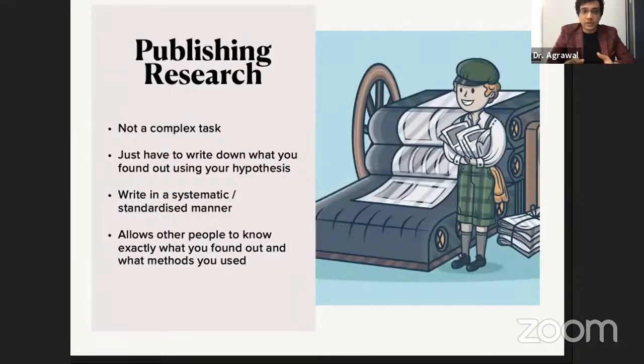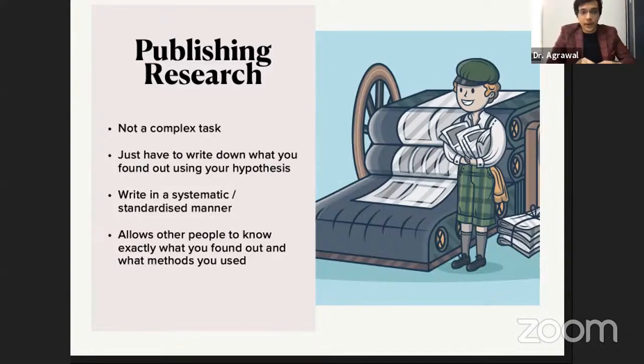So publishing research is not a complex task. You just have to write down what you found out using your hypothesis. It needs to be done in a systematic and standardized manner so that someone writing from India can understand something that's written in Brazil or maybe Denmark. So that's why there are certain nuances to it, which we go through in these 3 days.